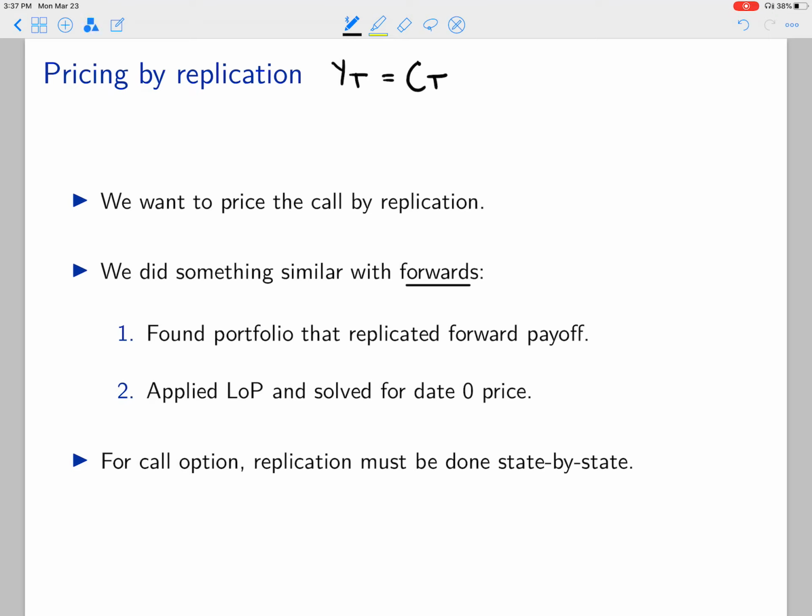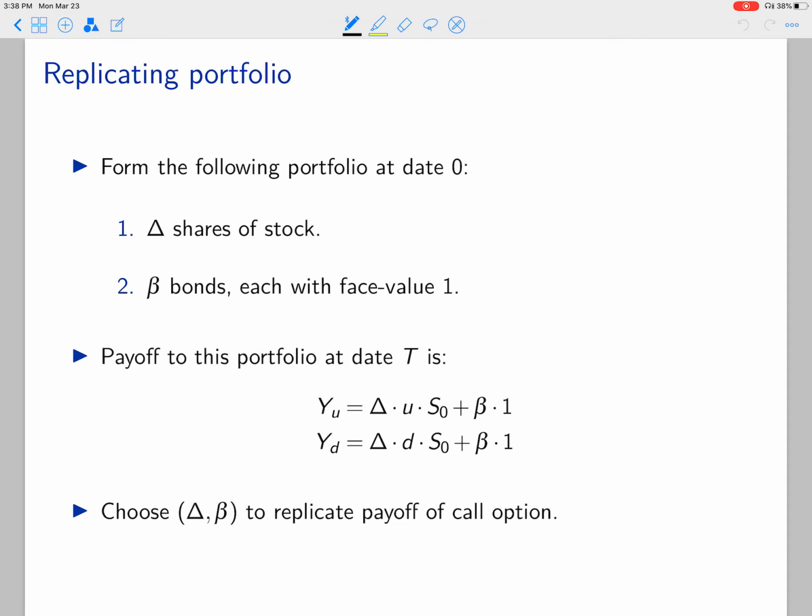Then we're going to apply the law of one price. If these two payoffs are equal, the law of one price implies that their prices must be equal at date zero. So we replicate the payoff of the call option using some securities. The price of this portfolio of securities is known, it's Y0, and by the law of one price, this must also be the price of the call option. For the forward contract, we did pricing by replication all in one shot. The difference with the call option is that we're going to need to do the pricing by replication in a state-by-state manner.